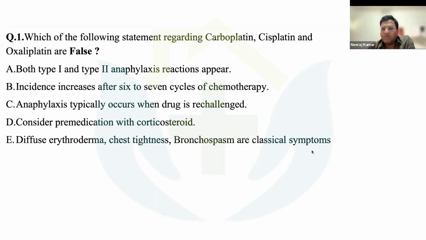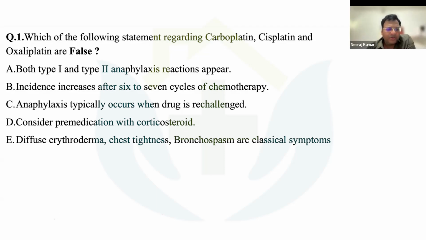Anyone more who wants to mark this? Incidence increases after 6 to 7 cycles of chemotherapy. I think 20, 21 people are there, but only 3 or 4 are attempting. You can all attempt. Mark it wrong or right, it doesn't matter. At least you will remember the options, or you can remember the topic and read later on.